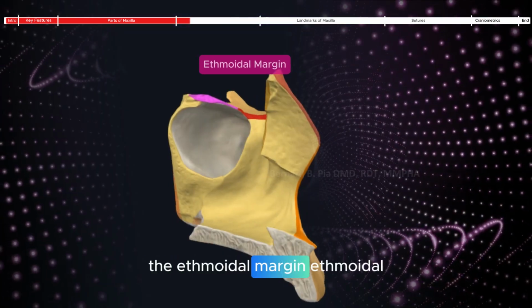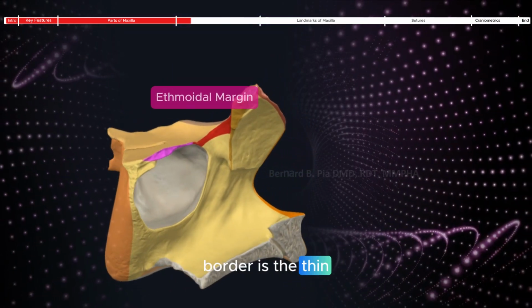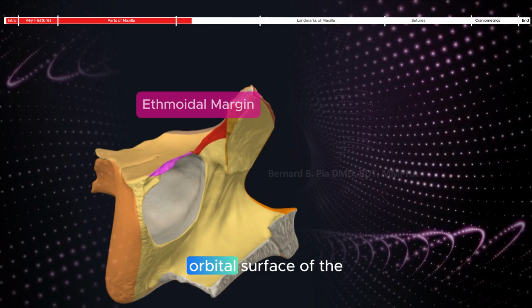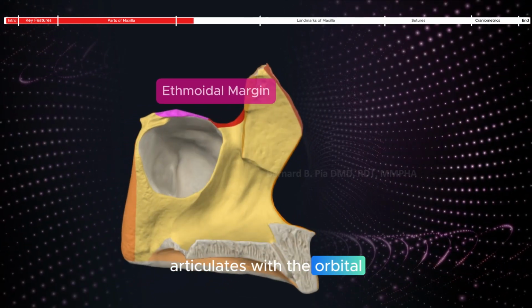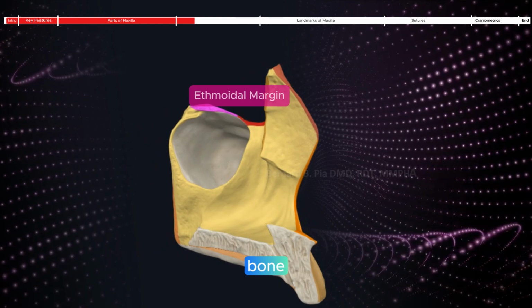The ethmoidal margin, ethmoidal border, is the thin, medially located border of the orbital surface of the maxilla. The ethmoidal margin articulates with the orbital plate of the ethmoid bone.